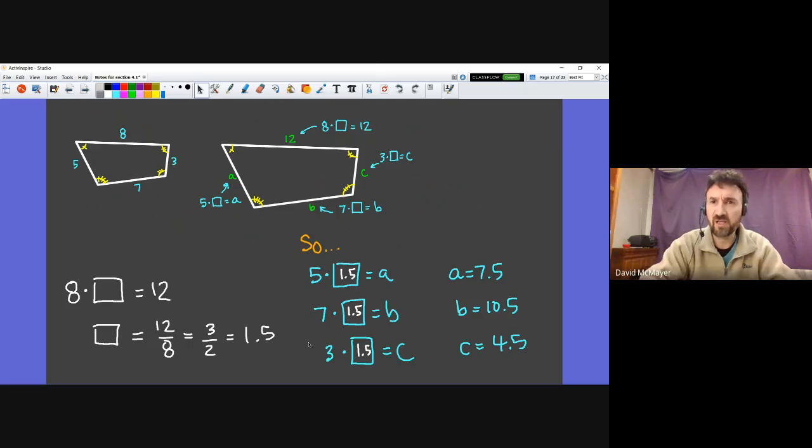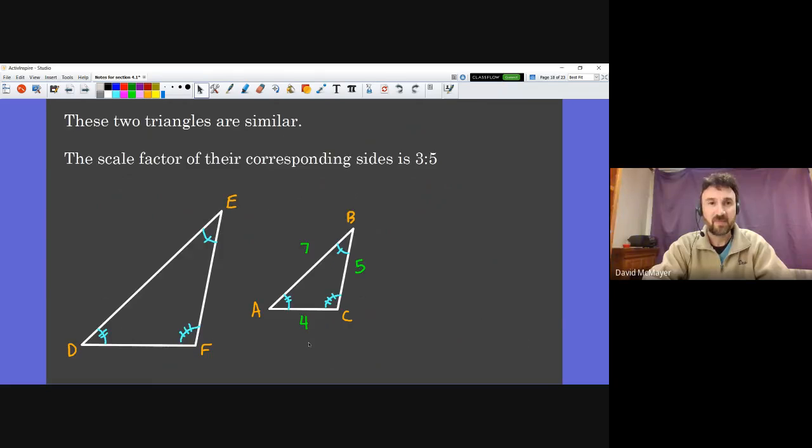So this is using a proportionality constant to try and find a missing side length, or in this case, 3 missing side lengths. This is certainly one way to tackle these problems. I'm going to try and show you a different way.